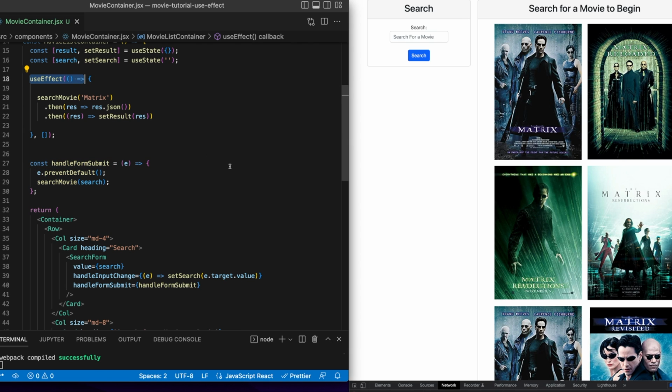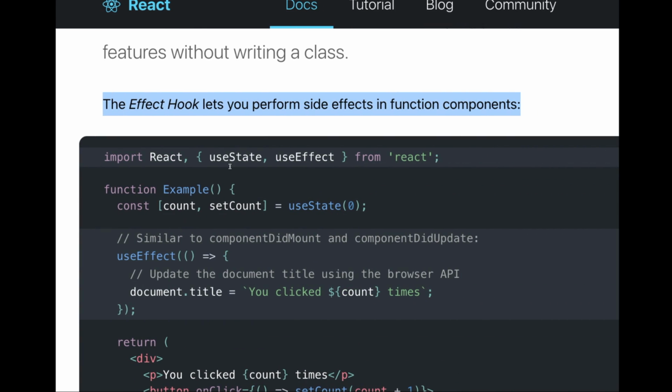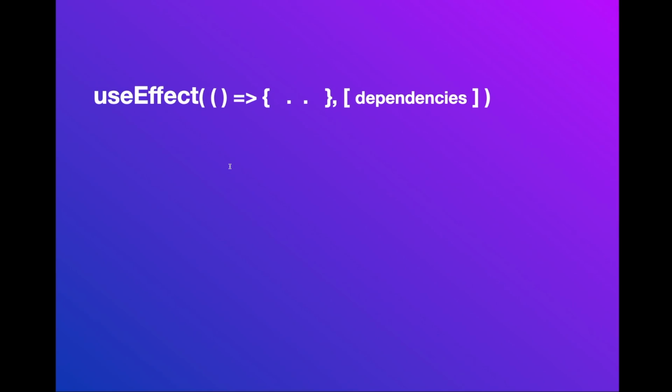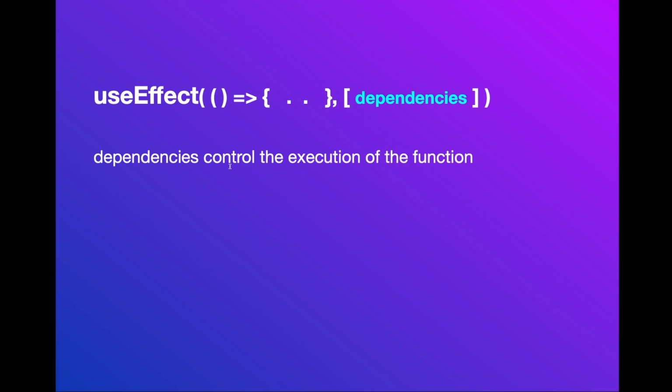Now, jumping back to the syntax, the useEffect hook involves two arguments. The first one is a function where you specify the task that you want to perform, and the next one is dependencies that control the execution of that function. It's an array of variables. If anything changes in that array of dependencies, that function will be re-evaluated.